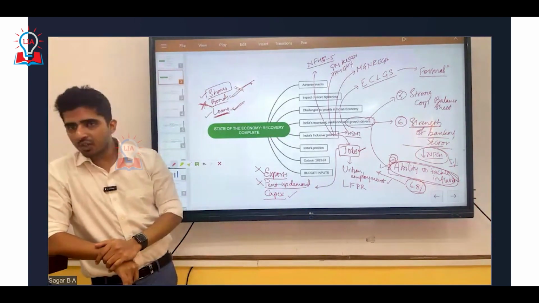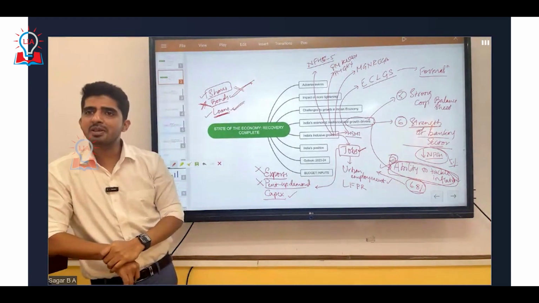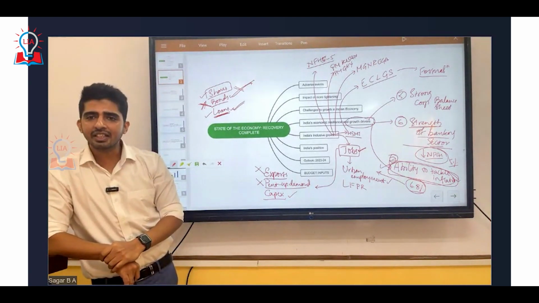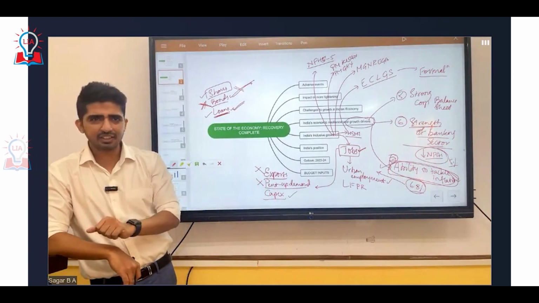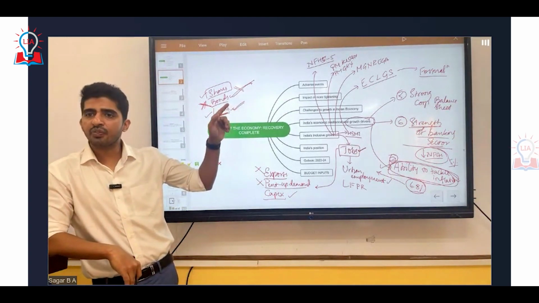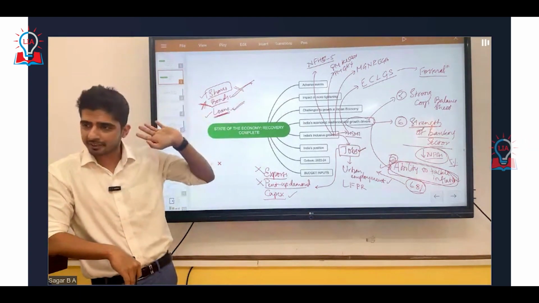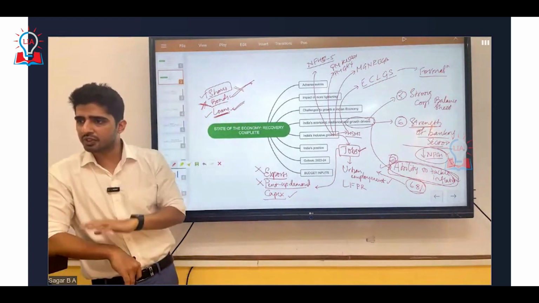Jan Dhan, you know. PM Kisan, do you know PM Kisan? Kisan Samman Nidhi. What is Kisan Samman Nidhi? 6,000 rupees every year. Garib Kalyan Anna Yojana, free food grains since the pandemic year. That has been extended as well, only for certain sections of society.